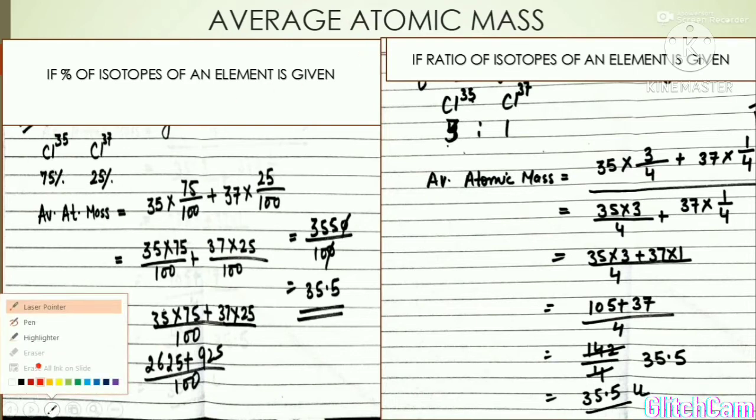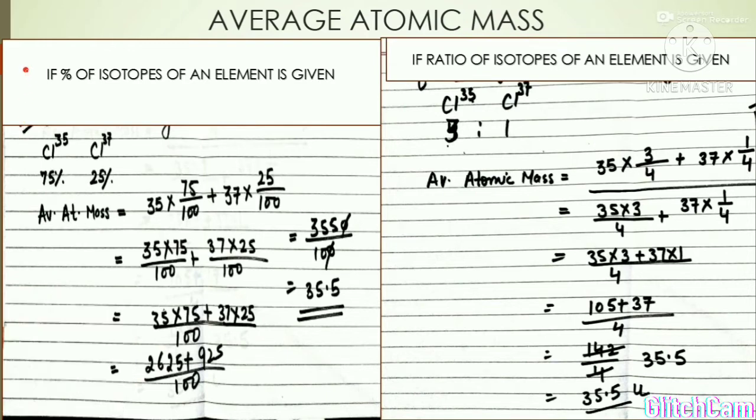In one method, I will discuss the case where the average atomic mass is to be found and isotopes are given in percentage. Like in this question, chlorine with mass 35 and chlorine with mass 37 are given in percentage. Chlorine 35 is 75%, chlorine 37 is 25%. If the percentage of isotopes is given, then how will we calculate? This is the formula. Average atomic mass equals 35 of 75%.